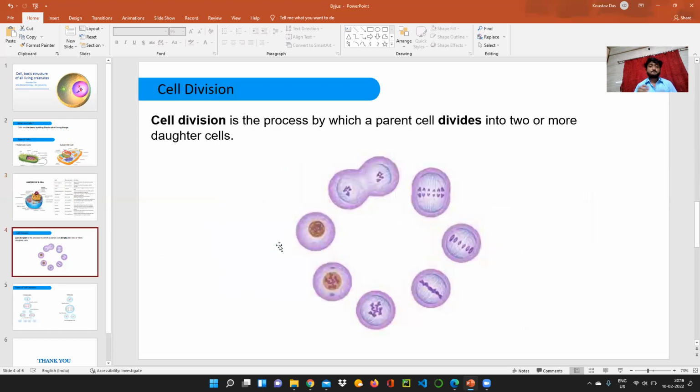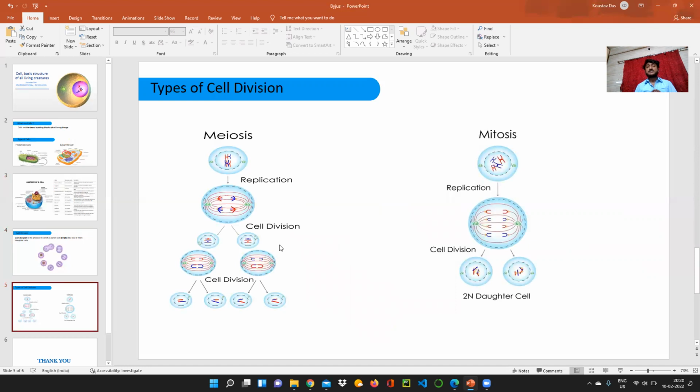Cell division is another very important function of cells, in which cells grow. Cell division is a process by which parent cells divide into two or more daughter cells. Basically, it passes on the genetic information. In this step, the genetic information is passed on to the daughter cells from the parent cells. This cell division is basically of two types. One is mitosis, which happens in our body cells, and another is meiosis, which happens in our reproductive cells.